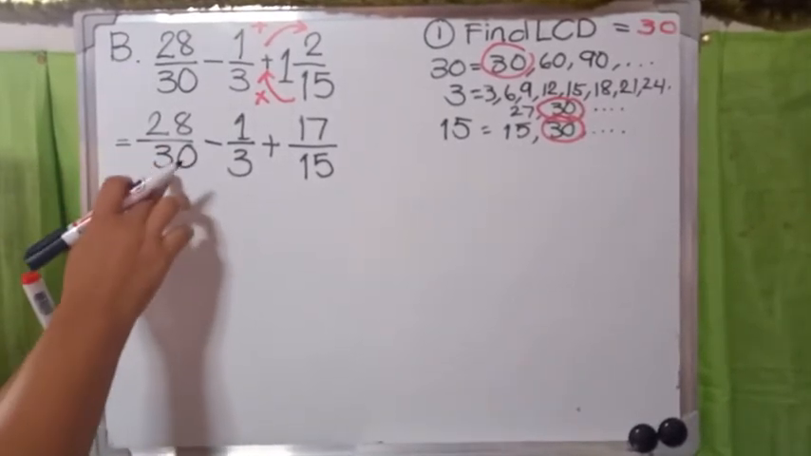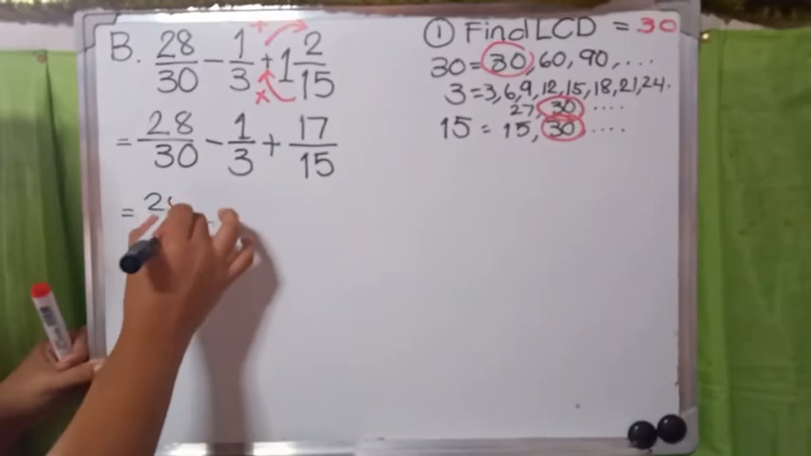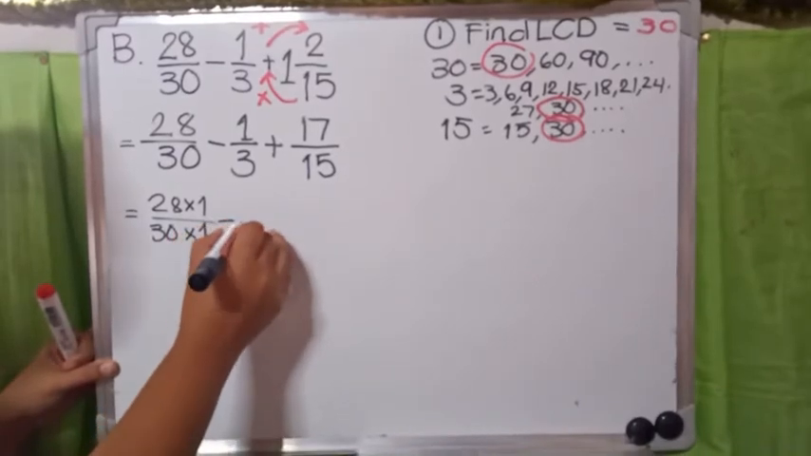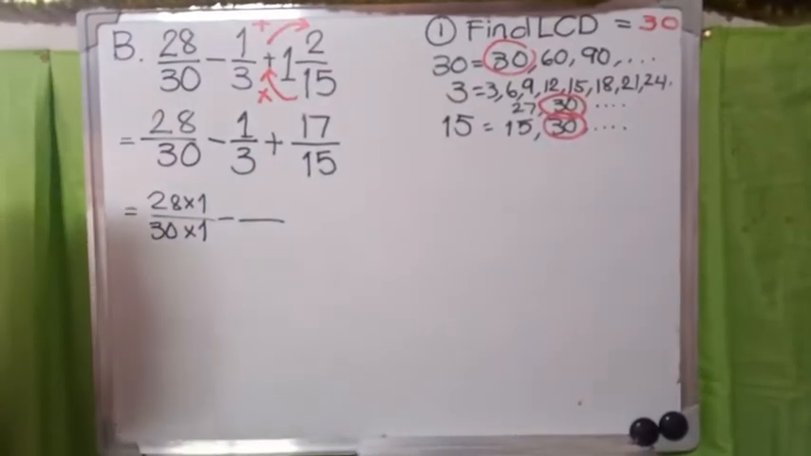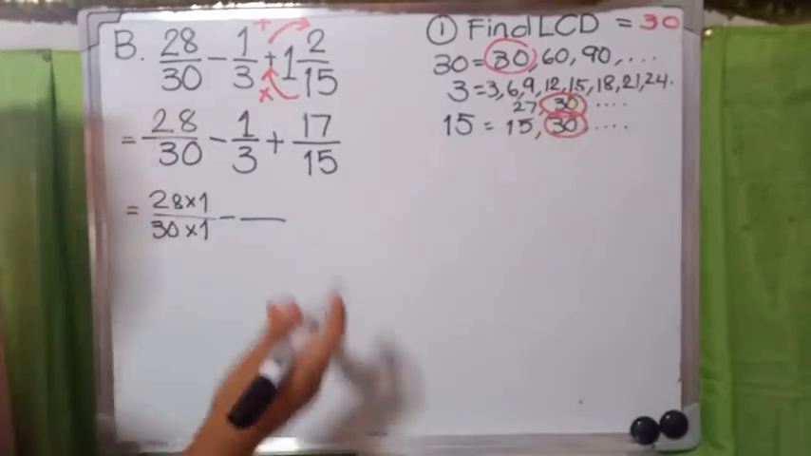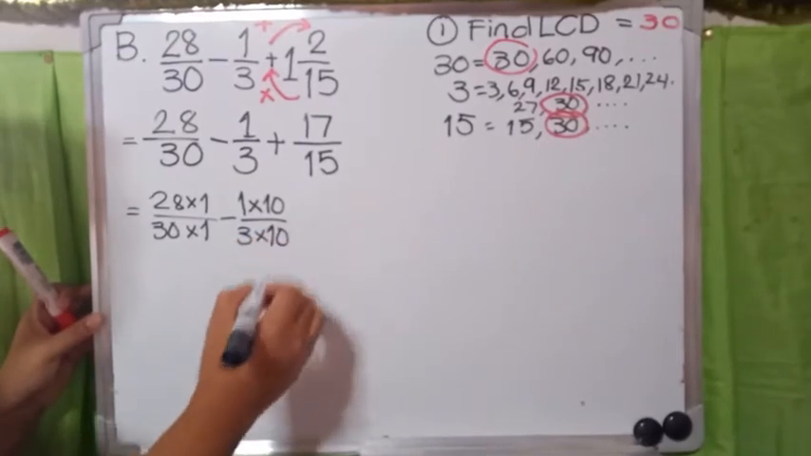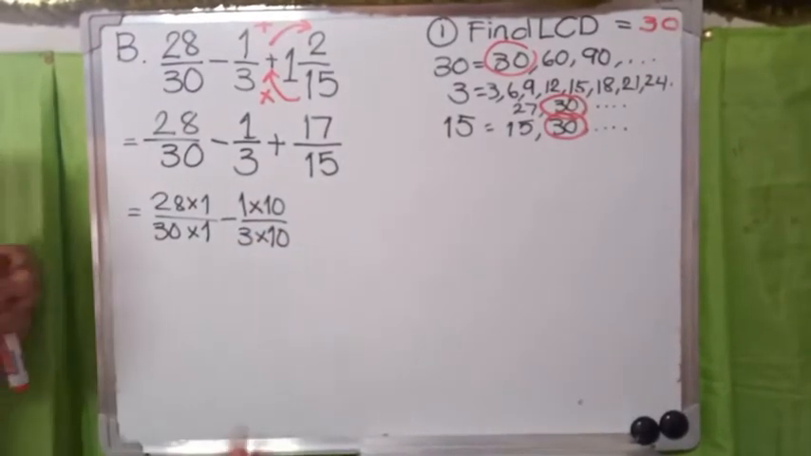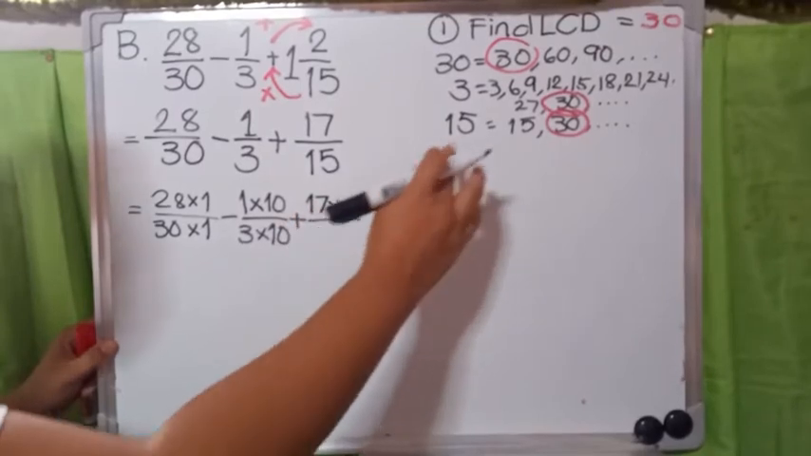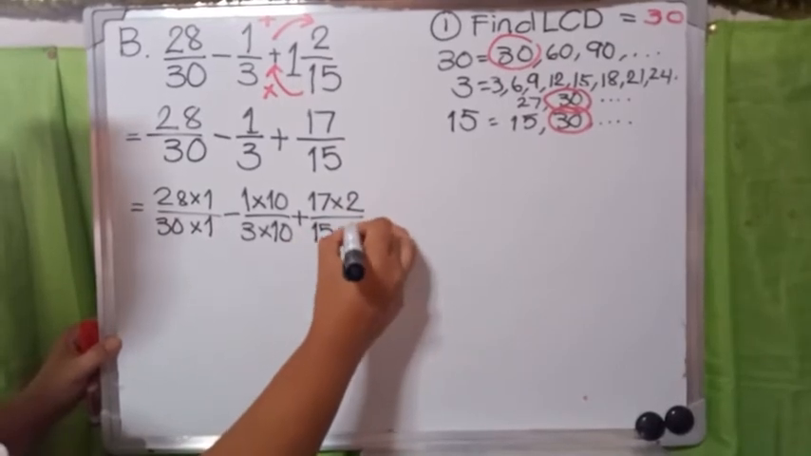How many do we need to multiply in 30 and 28? That is, we'll count 1. So 28 times 1, 30 times 1, minus, how many 3? We'll count that from the LCD: 1, 2, 3, 4, 5, 6, 7, 8, 9, 10. So 1 times 10, 3 times 10. Do not forget to multiply both numerator and denominator. Plus 17 times how many? 1, 2. The same at our denominator, times 2.